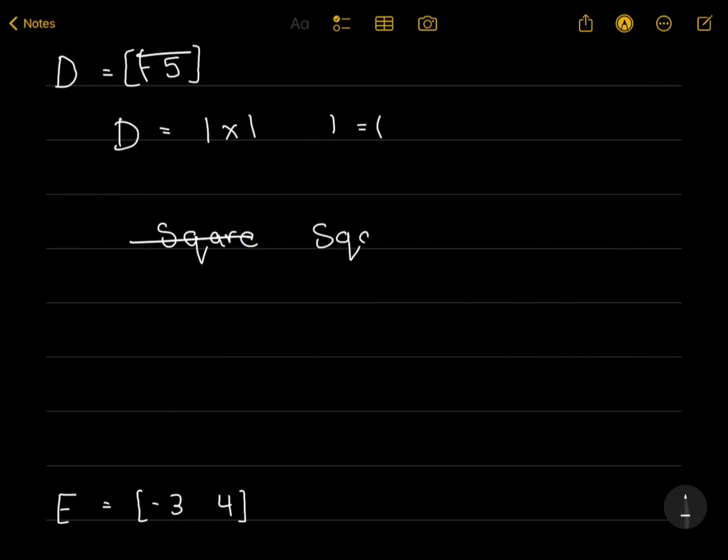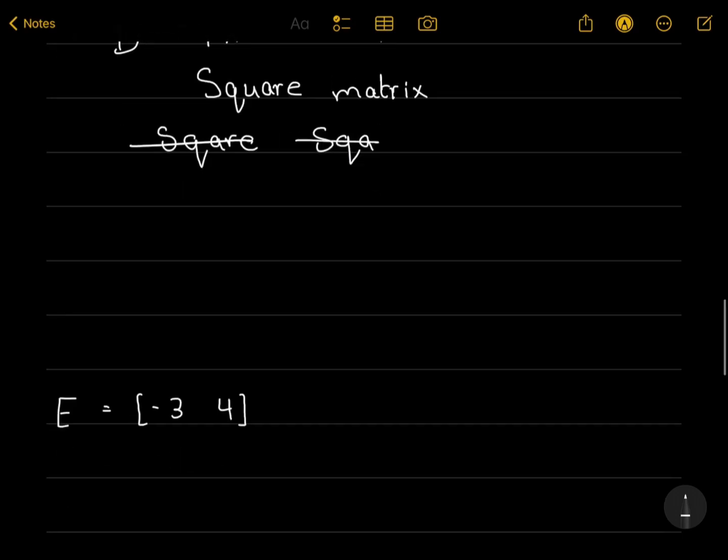Sorry. Oh, why am I getting wrong with square spelling? S-Q-U-A-R-E. Square matrix. So this is a square matrix.